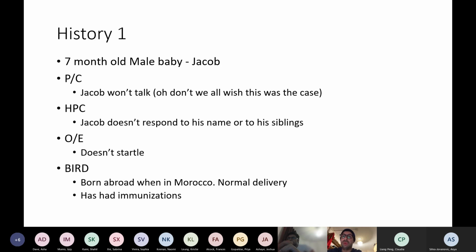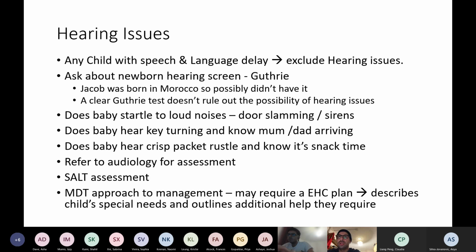And also maternal infections. Yes, we want to rule out anything that's infecting their ears, things like CMV. Definitely, we want to know about any neurological disorders that they have. But 4 marks to anyone who thought about the newborn hearing test. Excellent. So, hearing issues. Very good, guys. You're all experts. So, there's the newborn hearing scheme, which is the Guthrie. If Jacob was born in Morocco, there's a possibility that he didn't have it at the time.